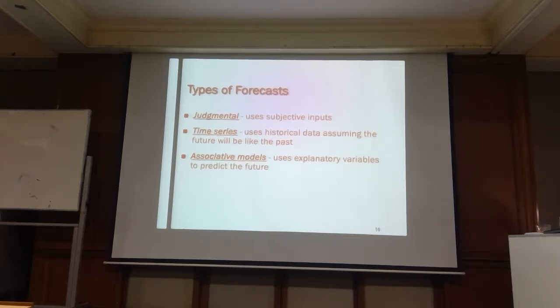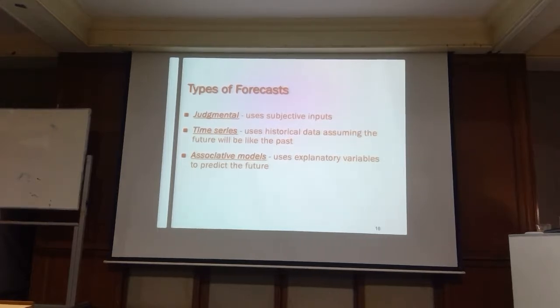For the time series, the concept is that everything that used to happen or occur in the past is going to occur again in the future. It's just like a pattern. And the last one is the associative models. So you can think about regression. That would be using variables that we call explanatory variables to predict the future. Or I can say, use X to predict Y.